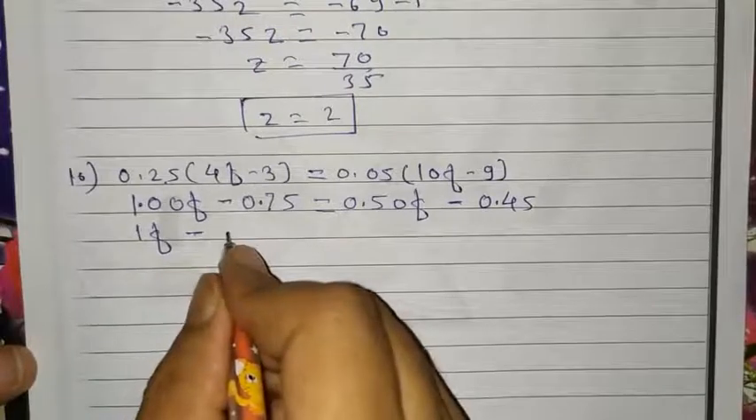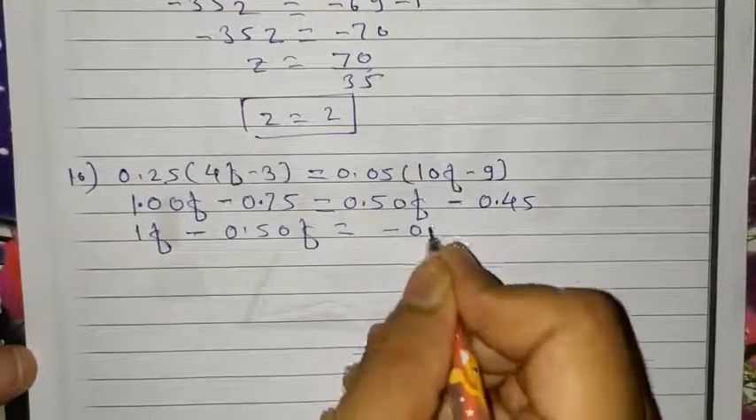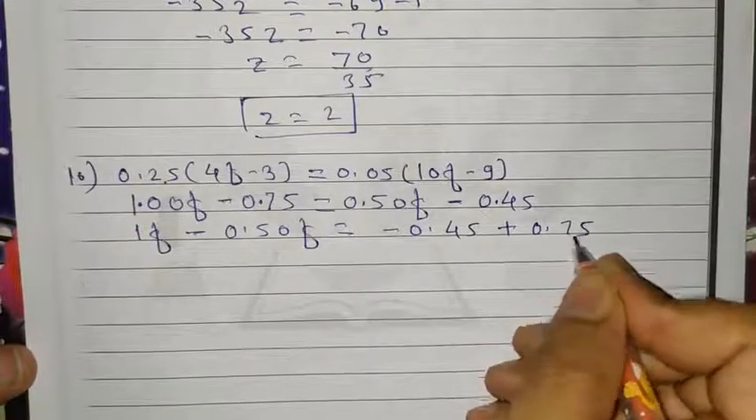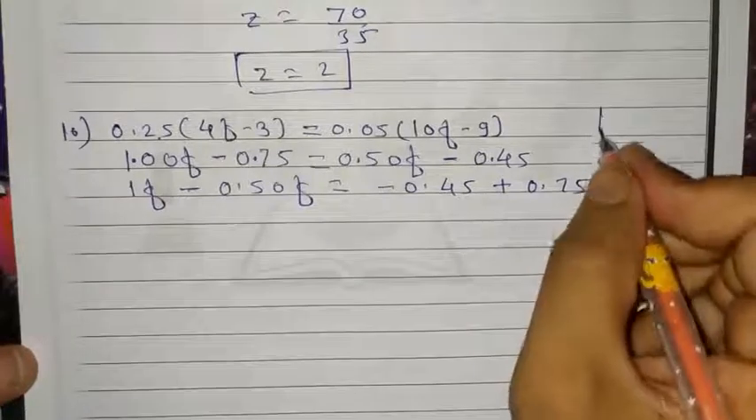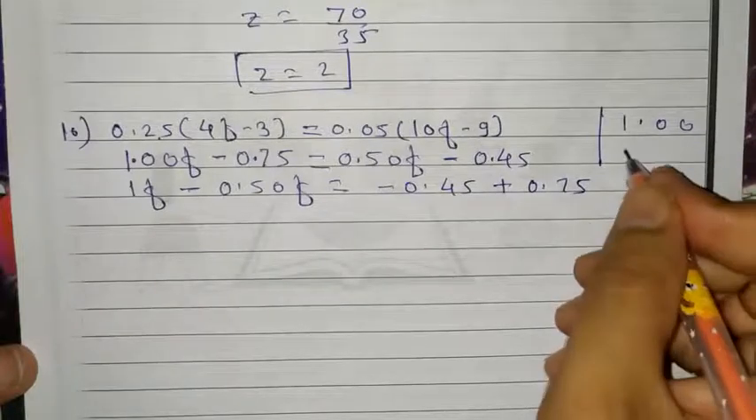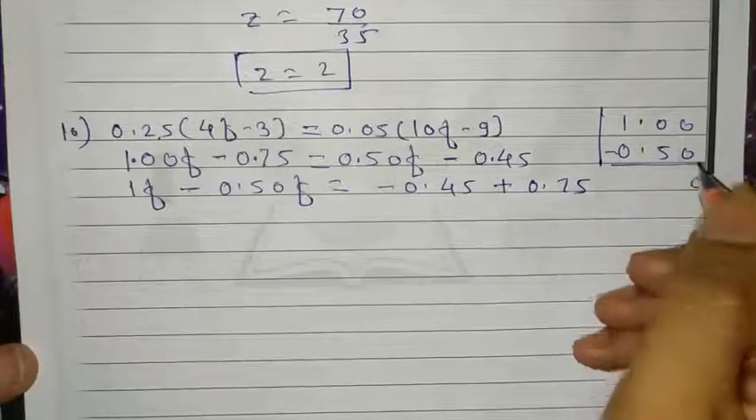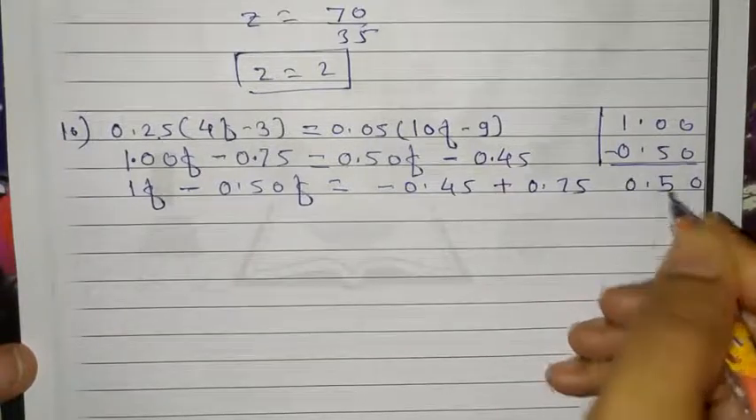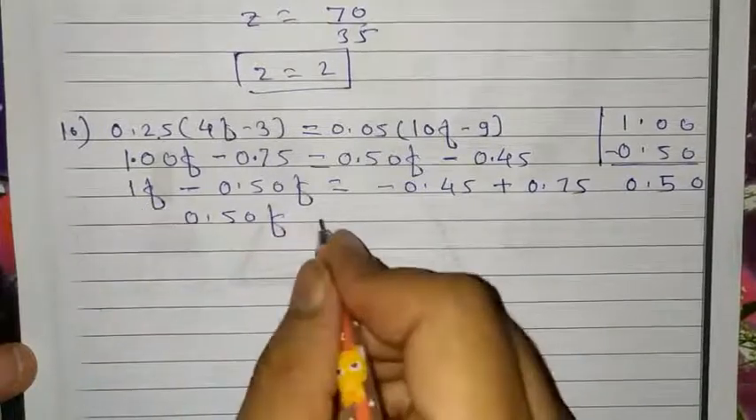So that number you change to this side, so 0.50f equals minus 0.45, this number will come to this side, so plus 0.75. Finally you solve this. Whenever you solve that, after 1 you can write the 0s, 1.00 is nothing but 1, and here it is 0.50. So you do subtraction: 0 as it is, 10 minus 5 is 5 here, then 0 minus 0, so the answer is 0.50f.